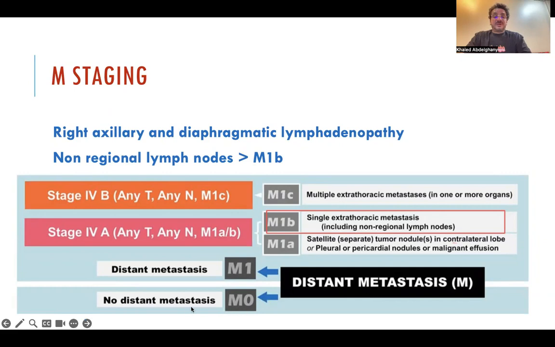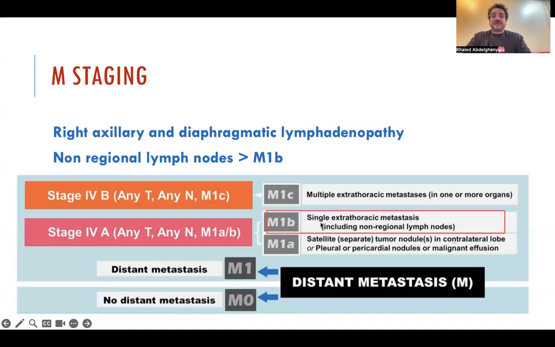Metastasis is M0 if no metastasis. It is M1 if there is metastasis. M1A, B, C, these are further divisions of M1. What is considered M1A is presence of pulmonary nodules in the contralateral side of the primary tumor. In our case, there are no nodules to be seen ipsilateral or contralateral, so we will pass by this.